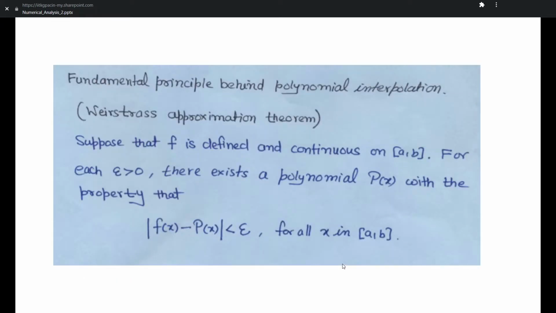So what exactly is the fundamental principle behind polynomial interpolation? It is given by the Weierstrass approximation theorem, which says that suppose f is defined and continuous on an interval, let's say a to b. For any epsilon greater than 0, there exists a polynomial p(x) with the property that |f(x) - p(x)| is less than epsilon for all x in the interval [a, b]. So we can have a polynomial p(x) that will approximate our given function f(x) with as much accuracy as we want.